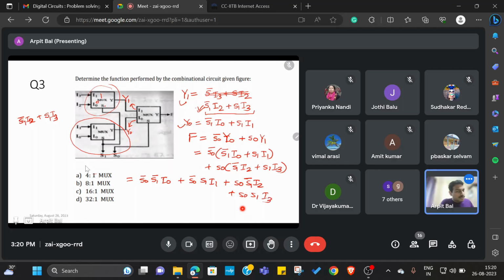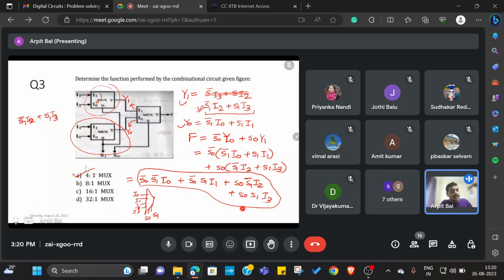Okay, so we can observe that it represents a 4 cross 1 mux. This is the equation for a 4 cross 1 mux. Correct. Now we can say that this 4 cross 1 mux thing is correct. So I0, I1, I2, I3 are the inputs, S0 and S1 are the selection lines.